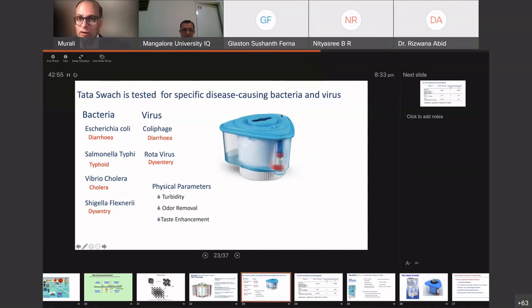The product was launched in 2009. Mr. Ratan Tata himself came to launch the product. It became a big success, and so the market share for Tata Swatch went up, and obviously your market share going up comes at the cost of some other company. The other company that was threatened by us took us to court. They filed an injunction in court. They stopped us from selling Tata Swatch because they said our patent for the end of life infringed their patent.